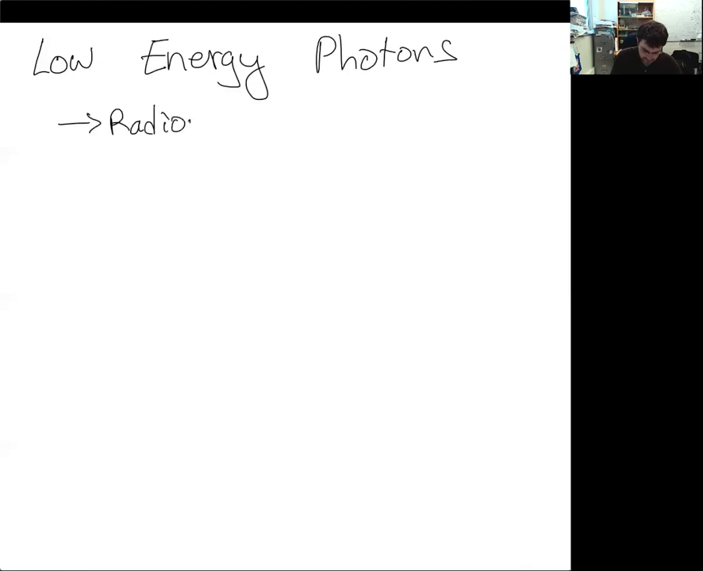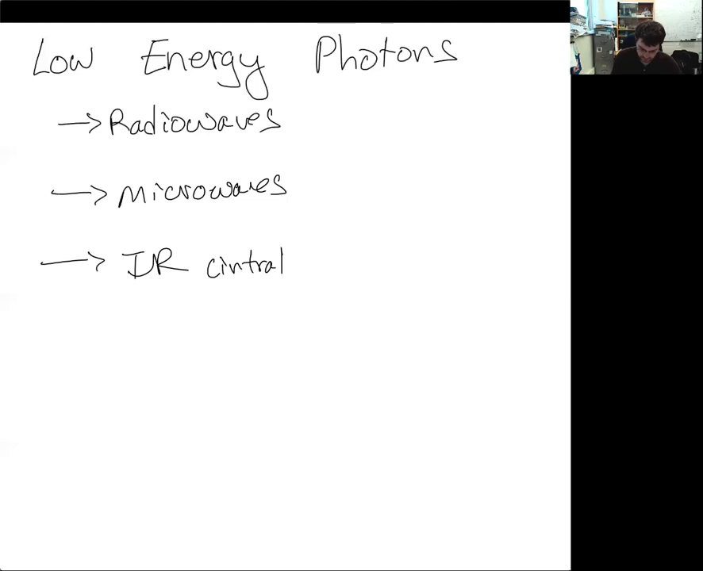Okay, so we have high, medium, and low energy, and the thresholds aren't so important, just so you're getting comfortable with seeing photons of various energies and appreciating where they're at in everyday life. So some low energy photon examples would be radio waves, microwaves, and IR, or infrared. IR is used in IR spectroscopy. It's basically heat light or thermal light.